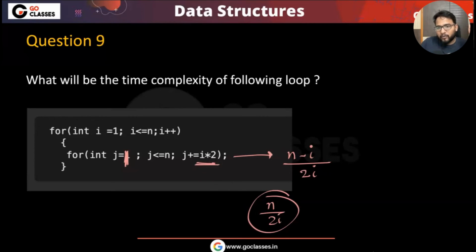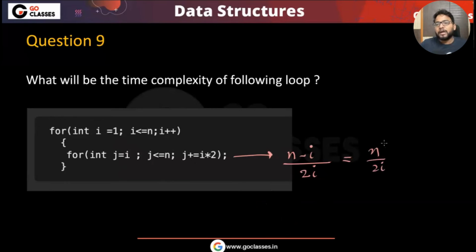But since it is starting from i also, what is the difference? Since you are not going to start from 1, n minus i is actually the number of elements, the distance between the initialization and the end. So n minus i upon 2i, which means n upon 2i minus 1 by 2, or whatever, let's just leave it. n upon 2i.